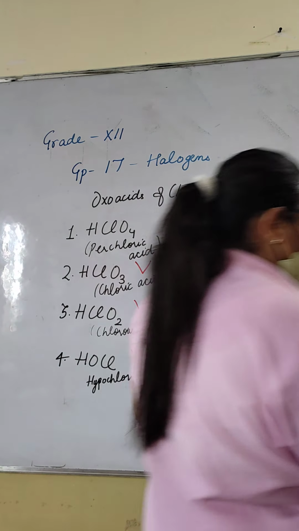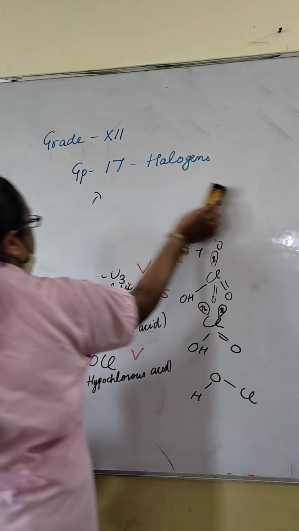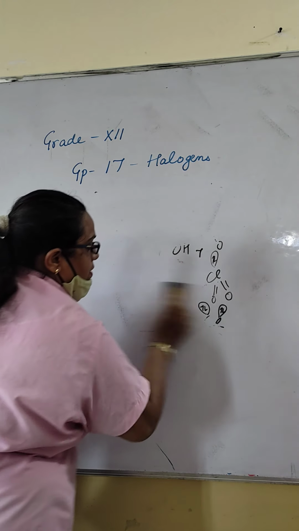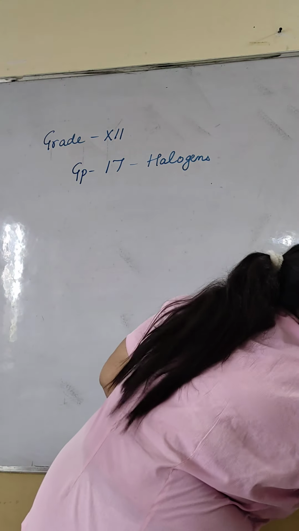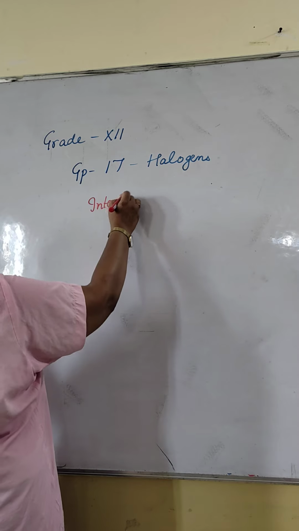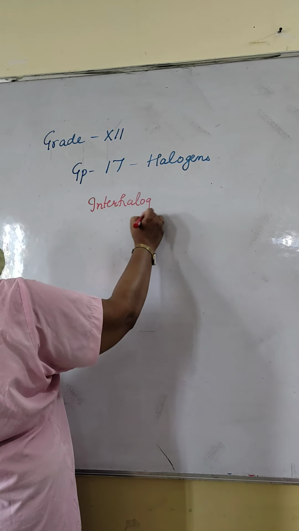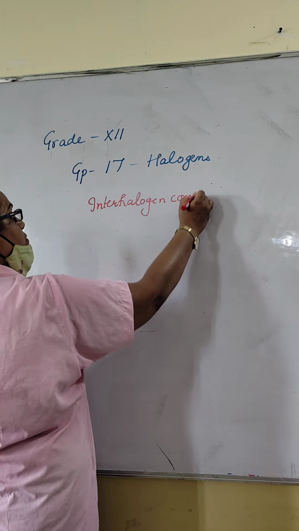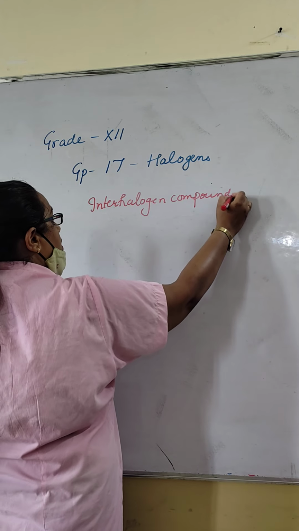So the last topic of this chapter is interhalogen compounds. Inter means different; intra means within the same molecule. So when two different halogens react with each other, they form the interhalogen compound.